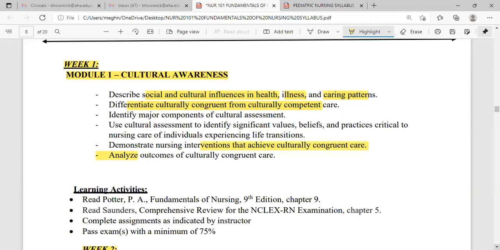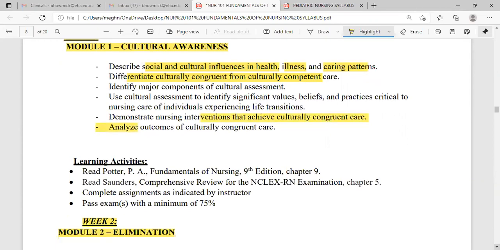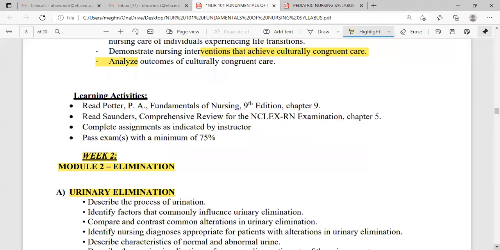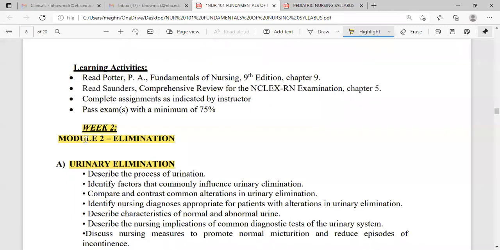What patients need for the care, because some patients believe in their culture and it is not a problem. And learning activities, right? We have to follow our textbook, Fundamentals of Nursing by Potter, or you can follow the Saunders Comprehensive Review book and Click RN, right? Or you can use any past exam materials, any materials that can help you to pass your exam at least 75%.